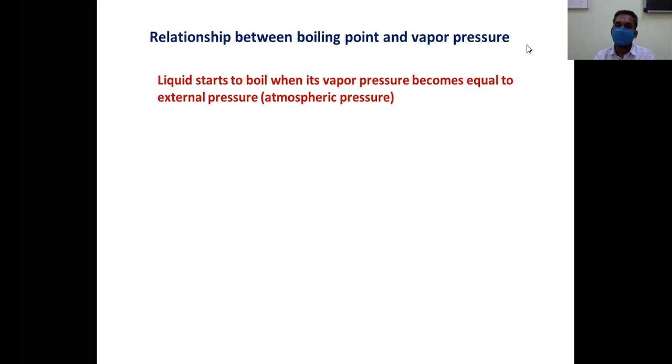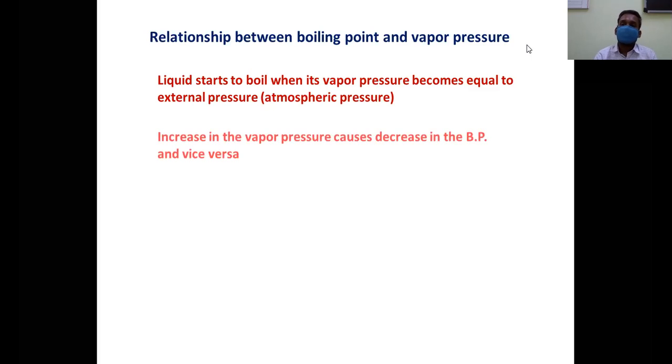What do these vapors do? They increase the vapor pressure. So as you heat more and more, vapor pressure increases to higher values, and keep heating. So what happens? At one point, that vapor pressure will become equal to atmospheric pressure, external pressure. At this point, the liquid will start boiling. So we can simply put a relationship like this. Increase in the vapor pressure causes decrease in boiling point. So vapor pressure and boiling points are inversely proportional, and vice versa. Decrease in the vapor pressure causes increase in the boiling point.